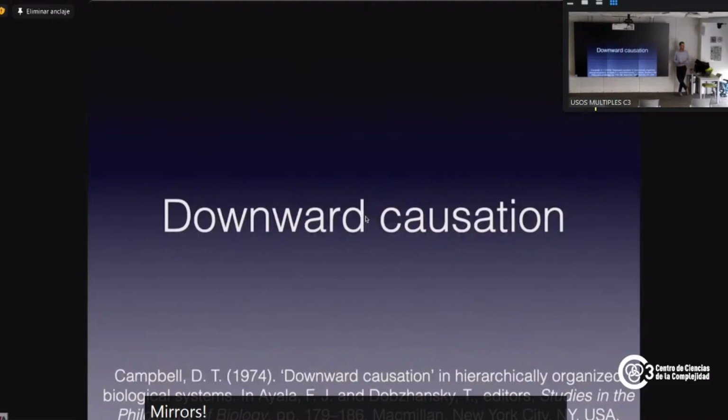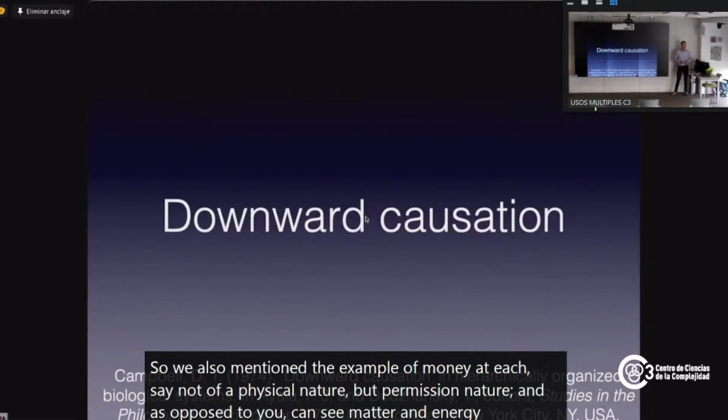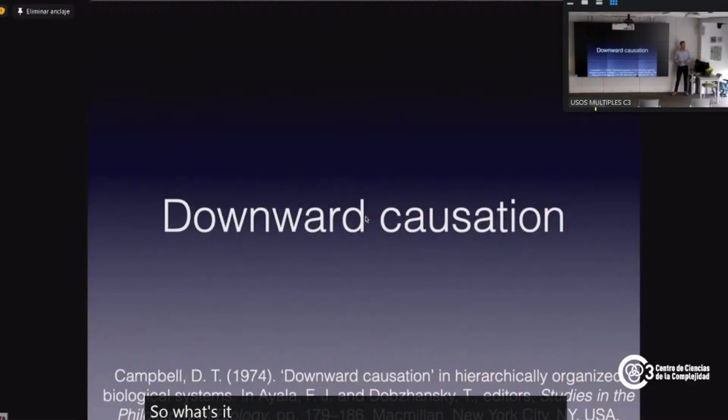We also mentioned the example of money, which is not of a physical nature, but more of an informational nature, and it has a causal influence on matter and energy. So it's just one of many examples of higher scales changing lower scales.